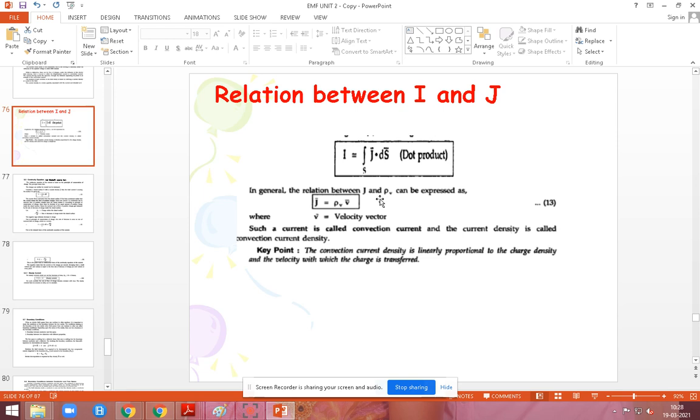In general you can relate the J vector with rho by J vector equal to rho times v vector, where v vector is nothing but the velocity vector. This current can be defined as a convection current, and the current density, that is J vector, is called the convection current density, where you are using velocity. It is linearly proportional to your charge density and velocity.